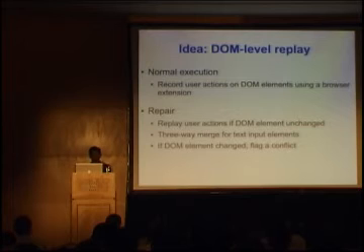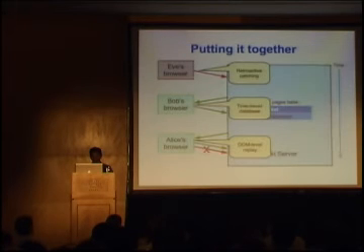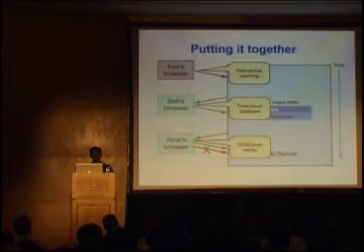So we implement DOM level replay. During normal execution, we record the user actions on the DOM elements. And during repair, while replaying a user action, we search for the same DOM element, and if it is not changed, we replay the user action. For text input elements, we additionally attempt to do a 3-way merge. If for any reason we cannot replay a user action, we flag a conflict and queue it for later resolution by the user. So putting it together, Warp uses retroactive patching for initiating repair. It uses a time travel database for reducing unnecessary re-execution, and DOM level replay to replay user actions and reduce user involvement during repair.